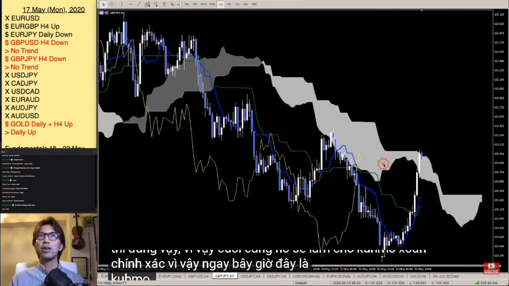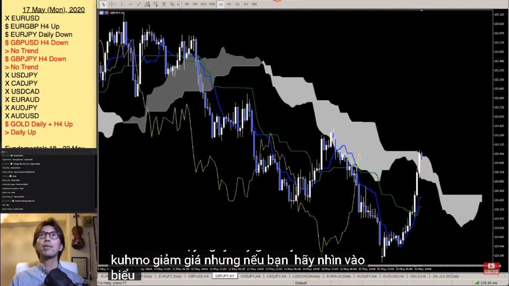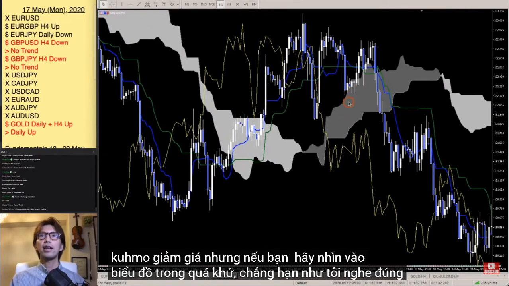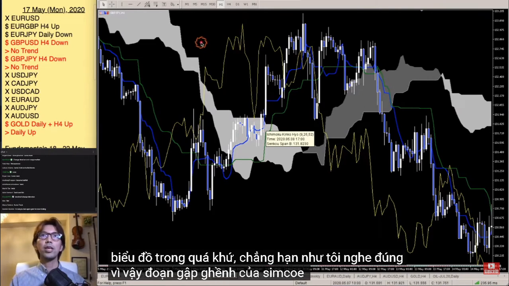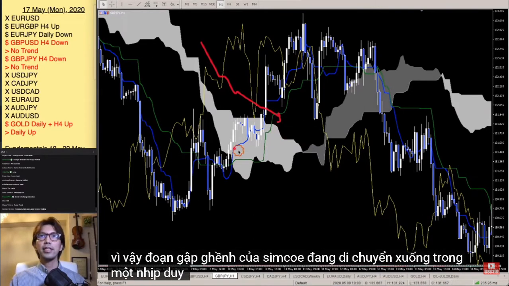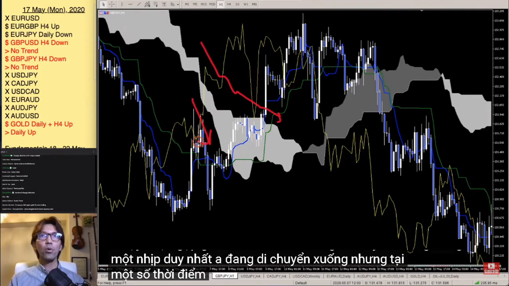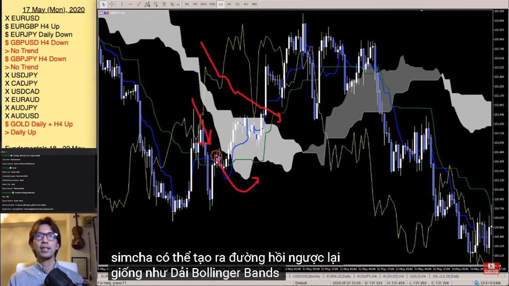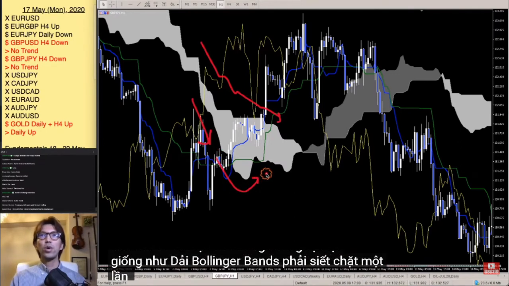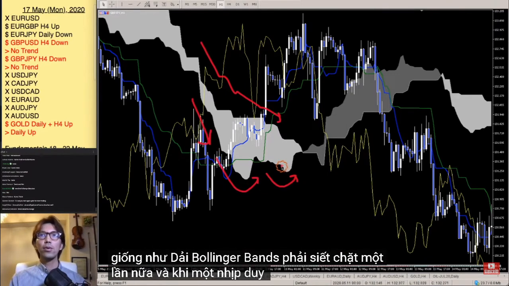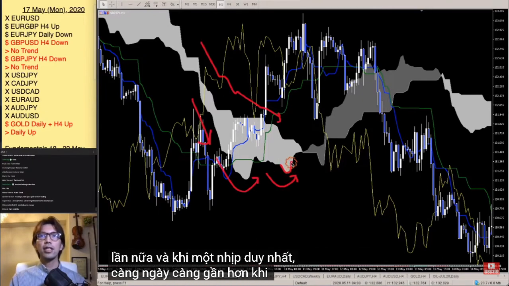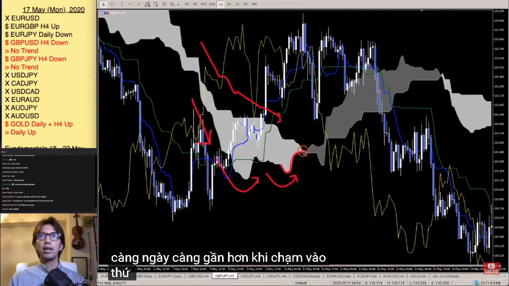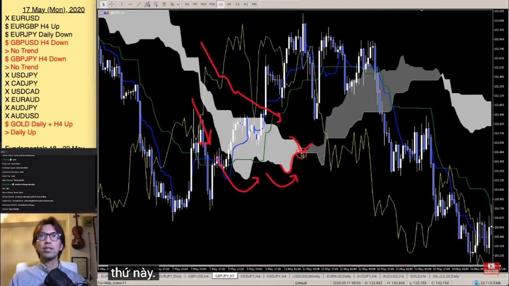Eventually, so right now this is bearish Kumo. But if you look at the past chart, for example, like here, right? So the Senko span B was moving down, and Senko span A was moving down. But at some point, Senko span A will retrace backwards, just like Bollinger Bands, right? It squeezes, and it squeezes again. And when Senko span A gets closer and closer and touches this Senko span B, it actually gold crosses. Right, it actually gold crosses, and now it becomes bullish Kumo.